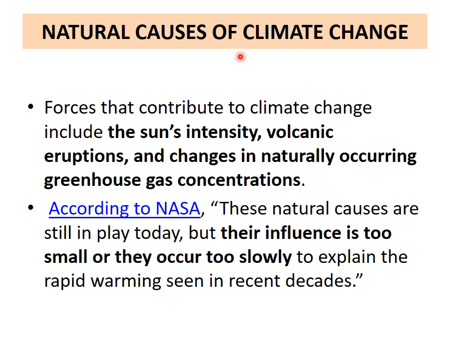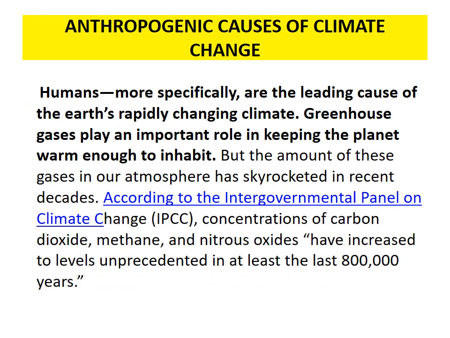So, what is exactly causing climate change? After discussing the natural causes, we'll be discussing the anthropogenic or human related activities that lead to climate change. Firstly, we'll be talking about greenhouse gases. A certain concentration of greenhouse gases in the atmosphere is absolutely essential for keeping the planet warm. However, their concentrations have increased more than required. They have increased to levels unprecedented in at least the last 8 lakh years.